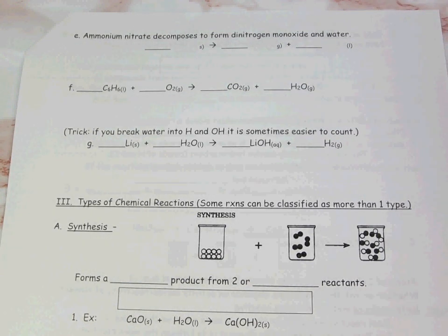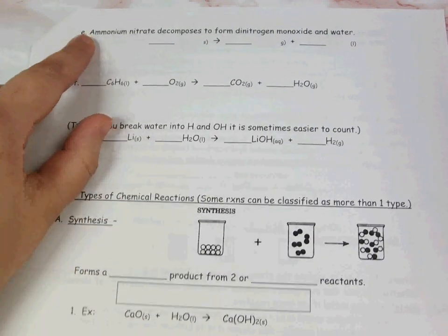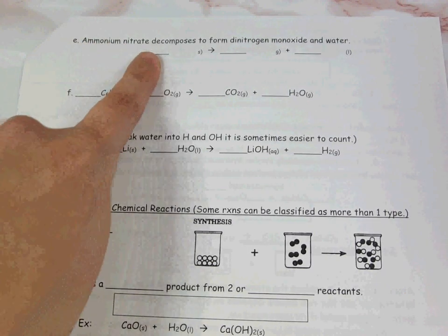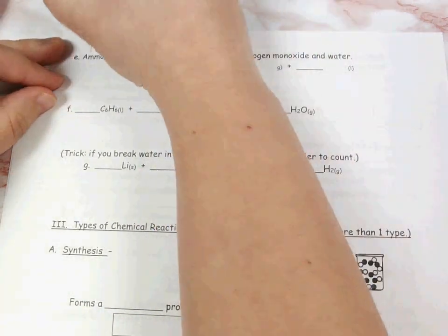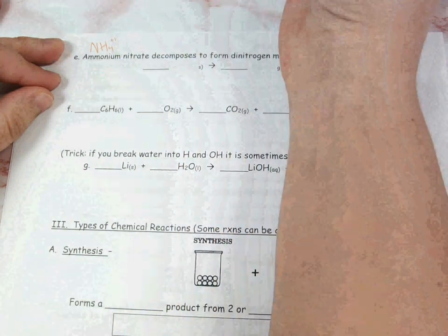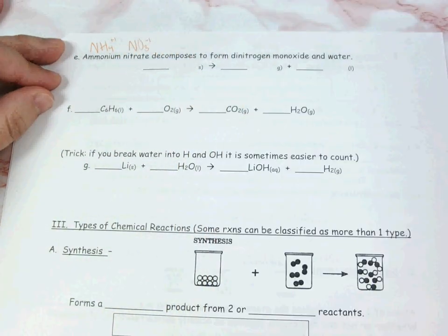Alright, so if we are writing the formula for ammonium nitrate, ammonium is one of our polyatomic ions. It's the only cation that I asked you to memorize, and then nitrate is another polyatomic. So again, there's nothing wrong with giving yourself little notes out to the side of how to put them together. So if I have NH4, that has a +1 charge, and nitrate is NO3 with a -1 charge.